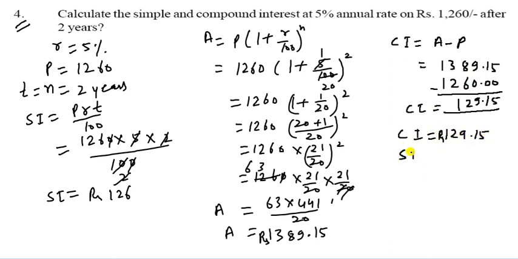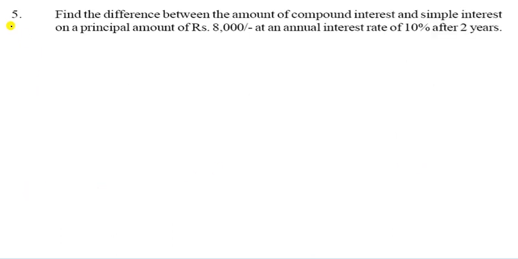So the compound interest is 129.15 rupees and the simple interest is 126 rupees. So that is your answer. So you have to write your answer. Let us start the next one, that is the fifth question.